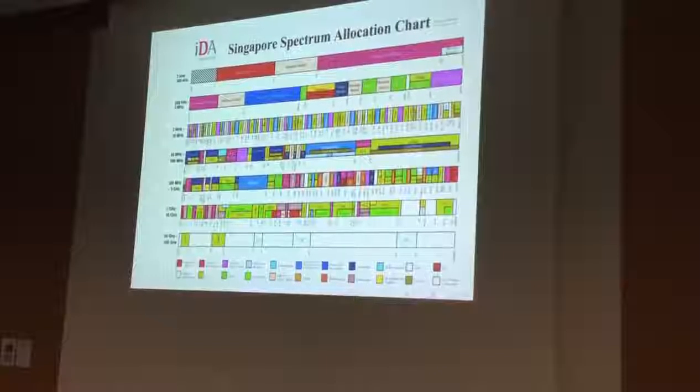Some examples like this one. This is the FM band, you see. The frequency is from 86 to 108 MHz. So even though this frequency band is very small, you see that there are a lot of radio stations in Singapore, right? Like 99.5, right?